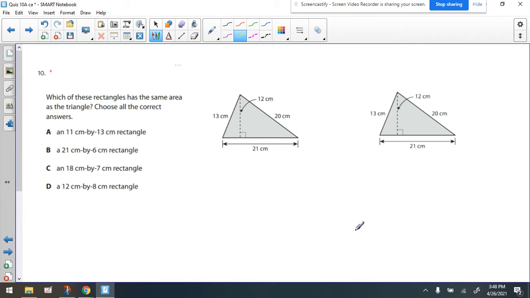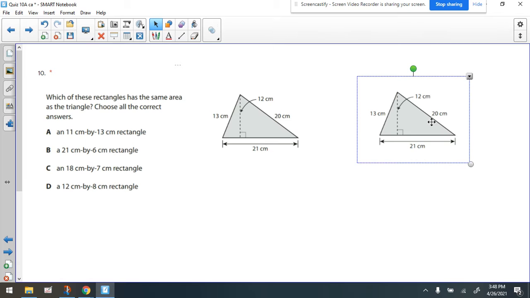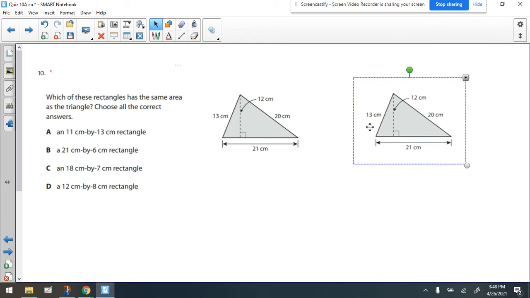Hey everybody, Miss Dietrich. We're looking at number 10. Which of these rectangles has the same area as the triangle? Choose the correct answer.